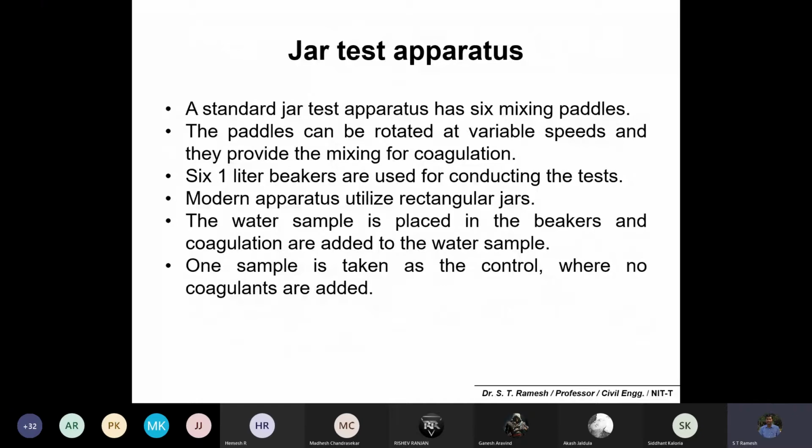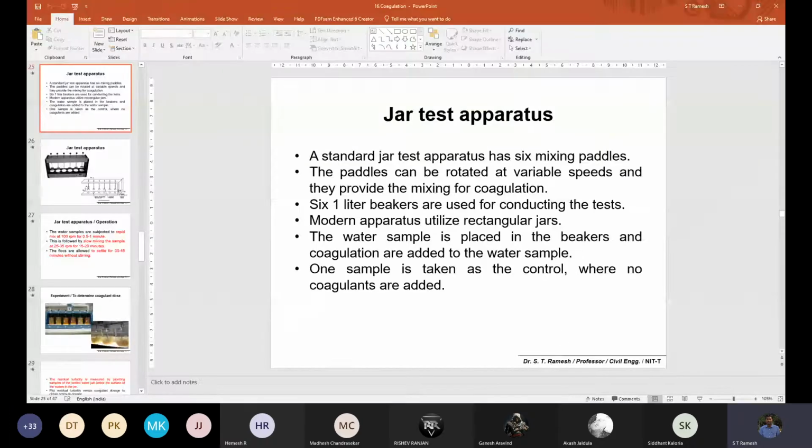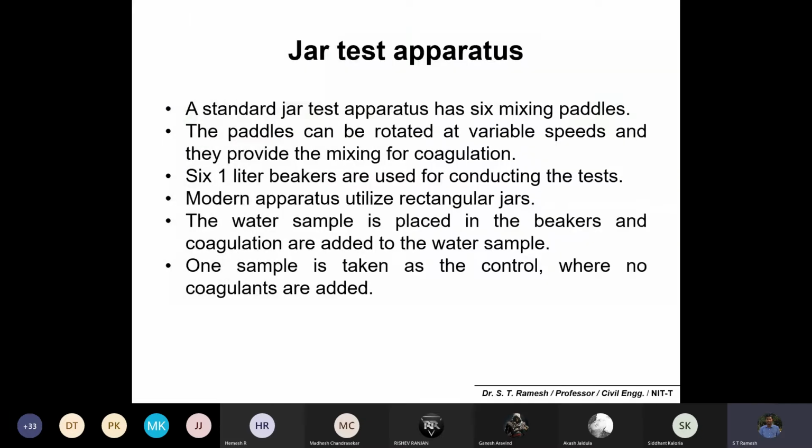Is my screen visible, Divya? Divya? Divya? Nazir? Sir, yes, sir, it's visible. Okay, you can interact with me. I think her connectivity may not be that good. Yes, sir. Okay. So, good morning, all of you.